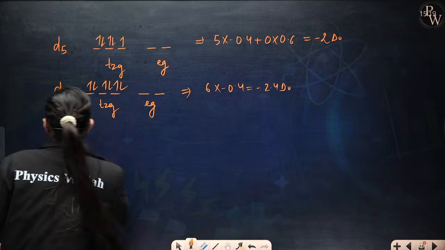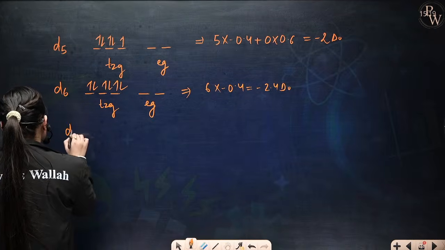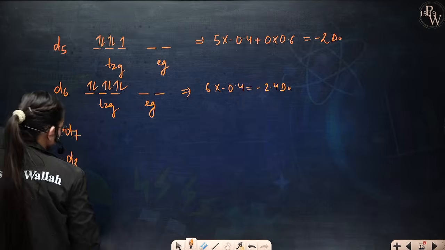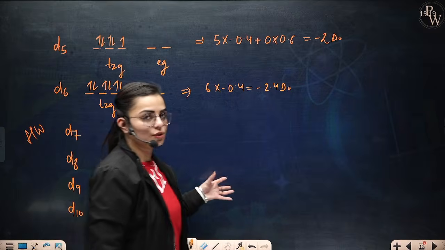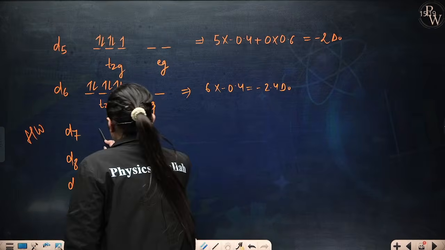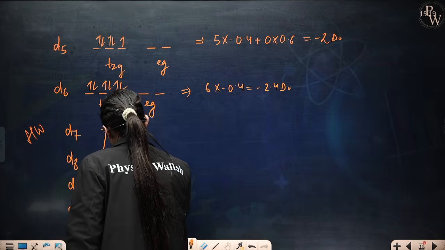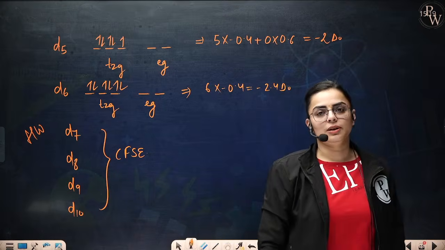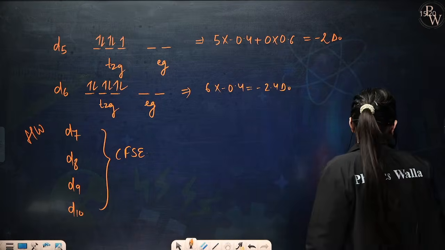Again, your homework question over here is to calculate for D7, D8, D9 and D10 respectively, just as you have done in the previous cases. Calculate the CFSE values for all of them. Is it clear to you people?